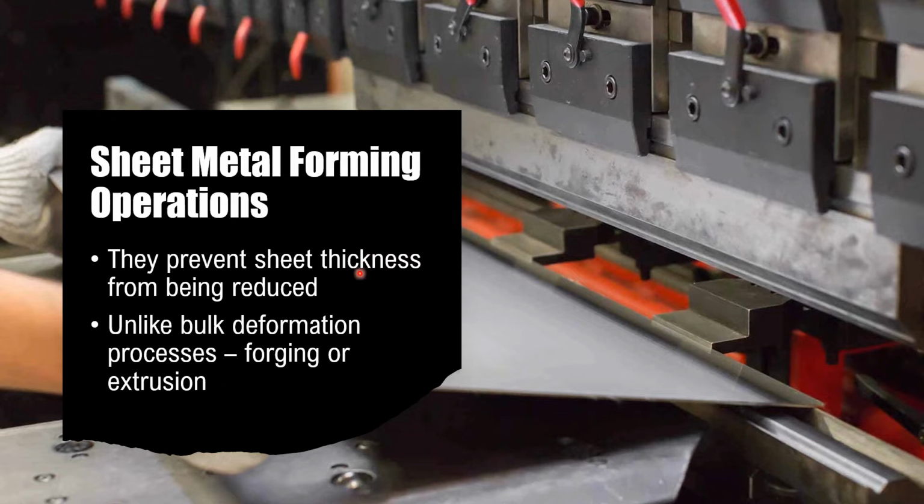Sheet metal forming operations prevent the sheet thickness from being reduced. So this forming operation is unlike extrusion and drawing. I write it here for you: forging, extrusion, because they are bulk deformation processes. So try to remember, in sheet metal forming we prevent reducing the thickness of the sheet.